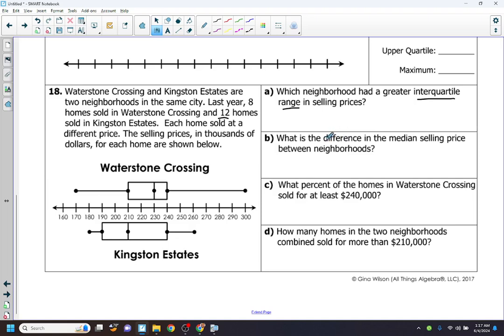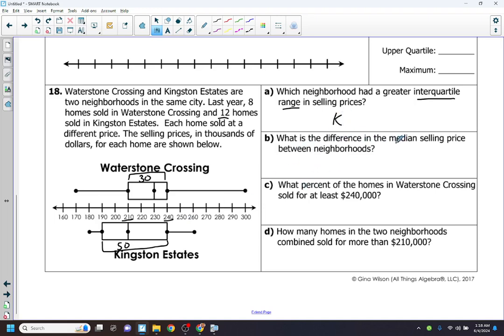So interquartile range is the range of the box, so how big the box is. So this box is 240 to 210. So 240 minus 210, that's 30 wide. While this box, and you can basically see because the box is literally bigger, you don't even have to do the math really, but this is 240 and this is 190. So this is 240 minus 190. This box is 50 big. So in this case, which one has the greater interquartile range? This is the bigger one, so Kingston.